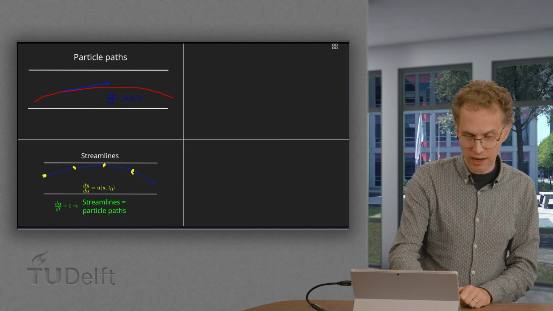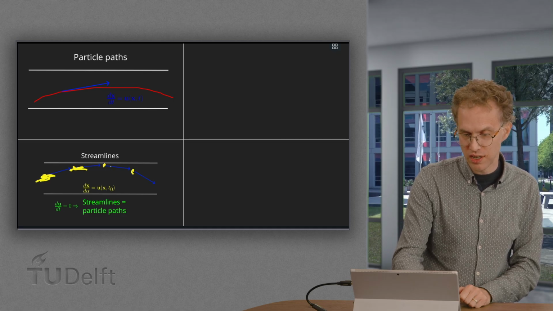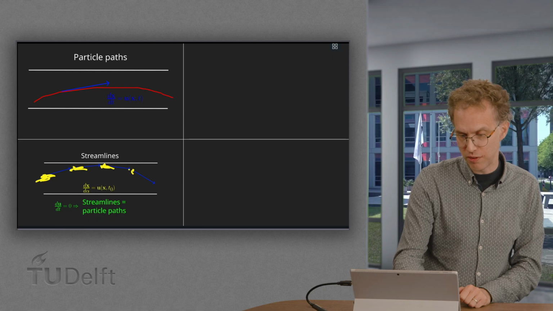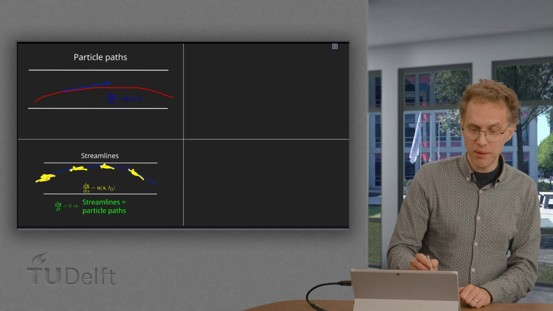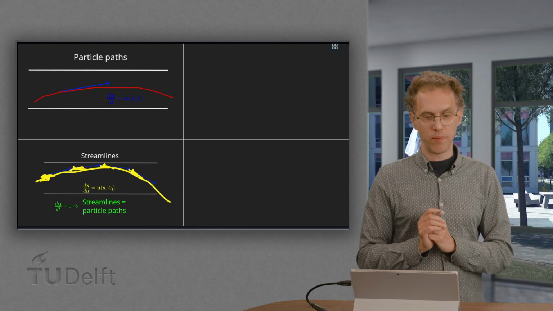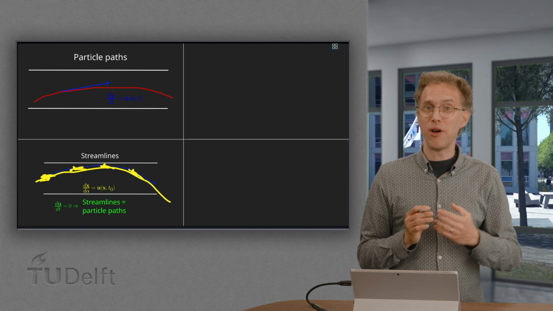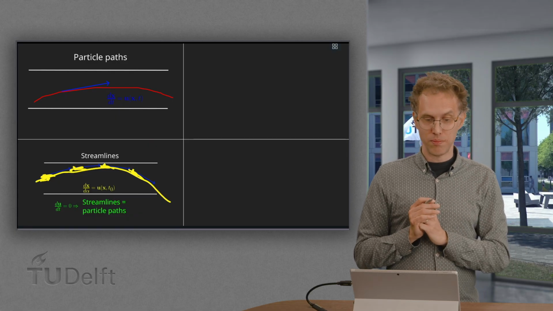So a streamline here would start over here with this tangent, continue with this tangent, move on with this tangent and move on with that tangent. So the streamline would look something like this. So there we go. That's our streamline. The line along which the fluid is flowing at that particular moment.